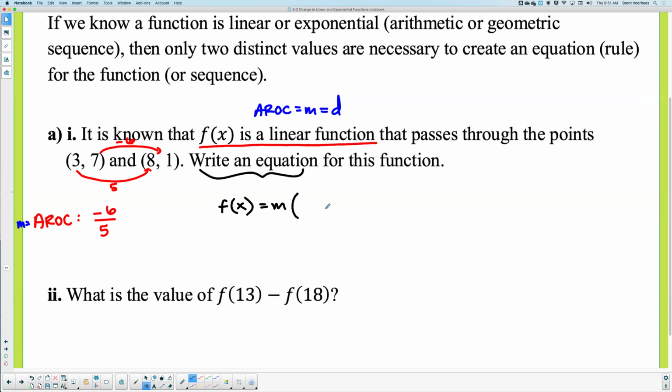Y'all have to have this memorized. You gotta start working on memorizing this one. X minus x1 plus y1. Okay, if you found your a rock, you should have all the pieces necessary to write this equation. I have not labeled it.